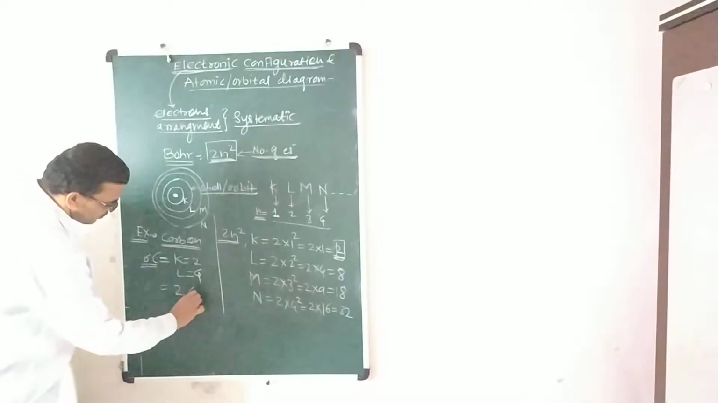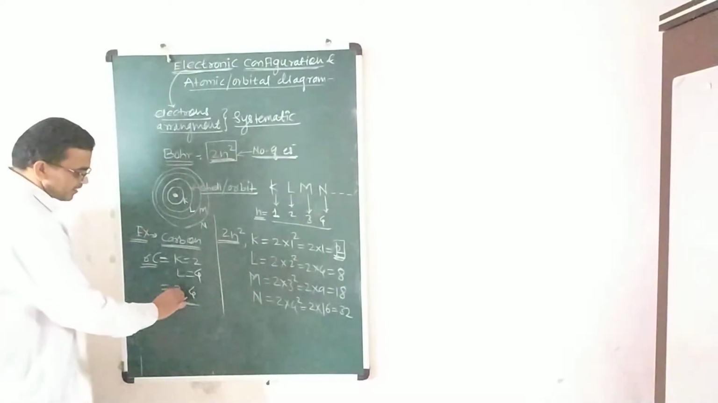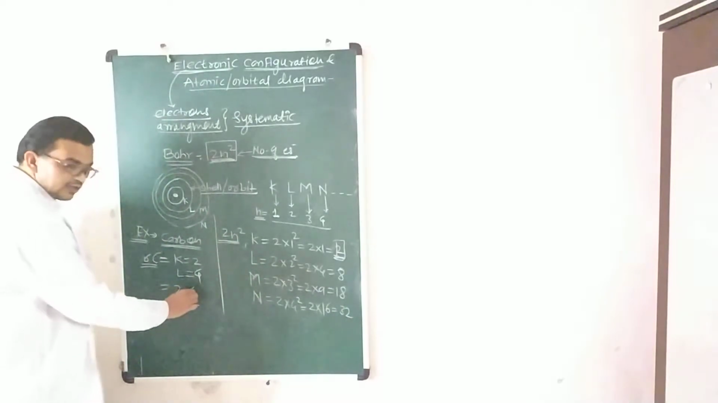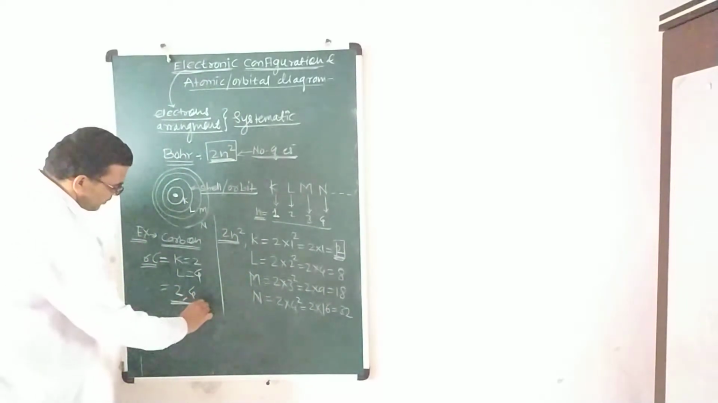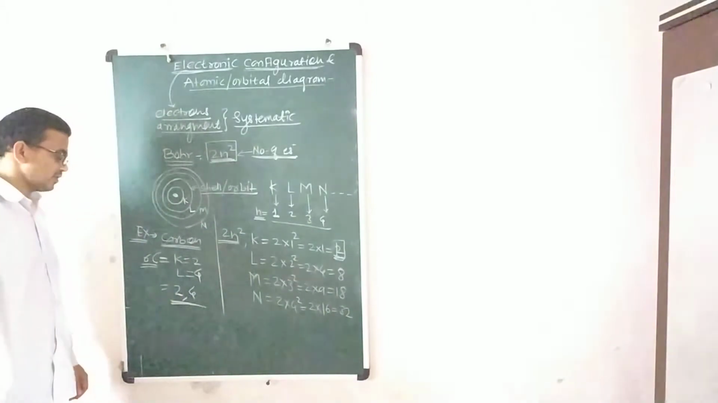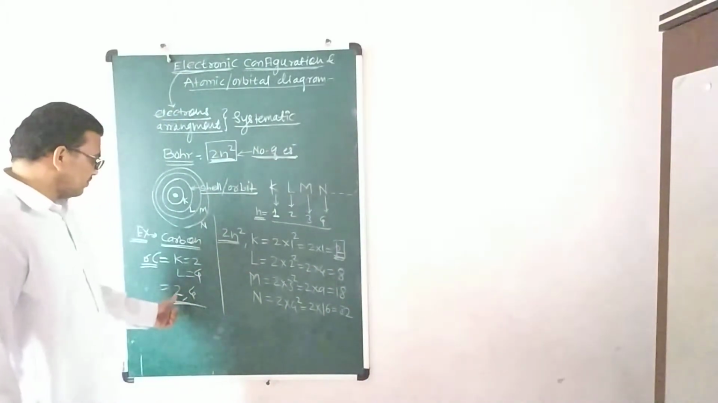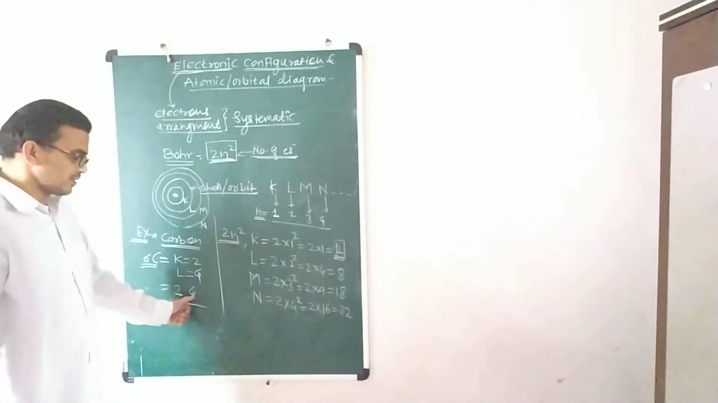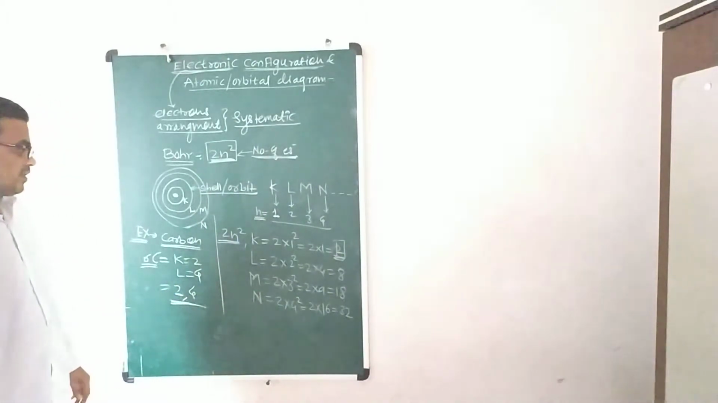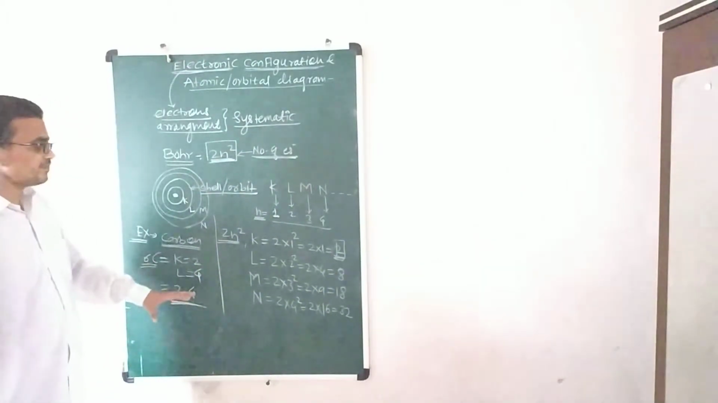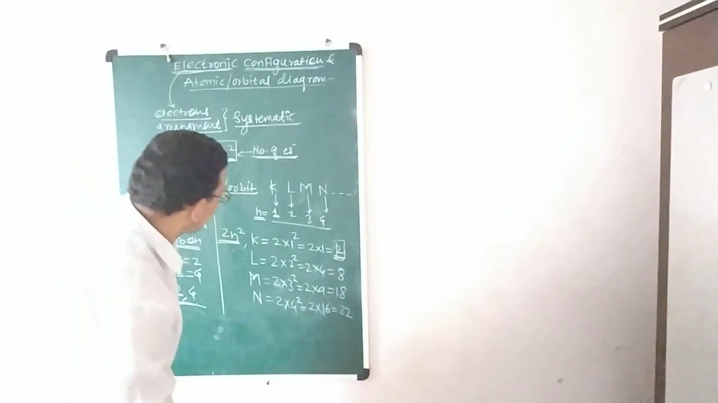2, 4. So it indicates that this is the first cell and this is the second cell, and the electronic configuration is 2, 4. Understand? So 2, 4 means the first cell has only 2 electrons, the second cell has only 4 electrons. So this is the way to write the electronic configuration.